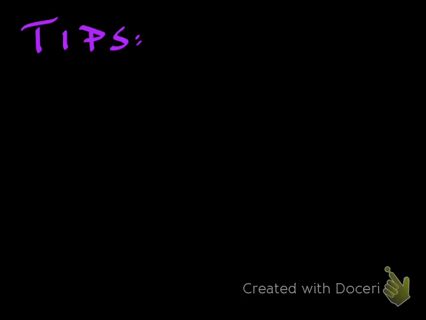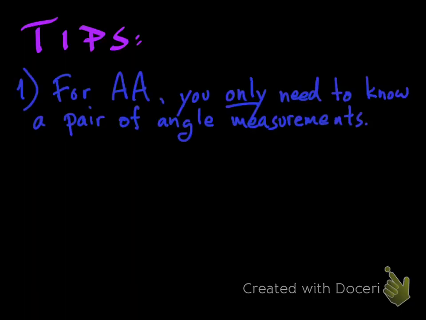Okay, well, it's time to summarize here a little bit. I've got a couple of tips here just to kind of wrap things up. Remember that for angle-angle similarity, you only need to know two angles in each triangle, a pair of angle measurements. That's all you need for angle-angle similarity.